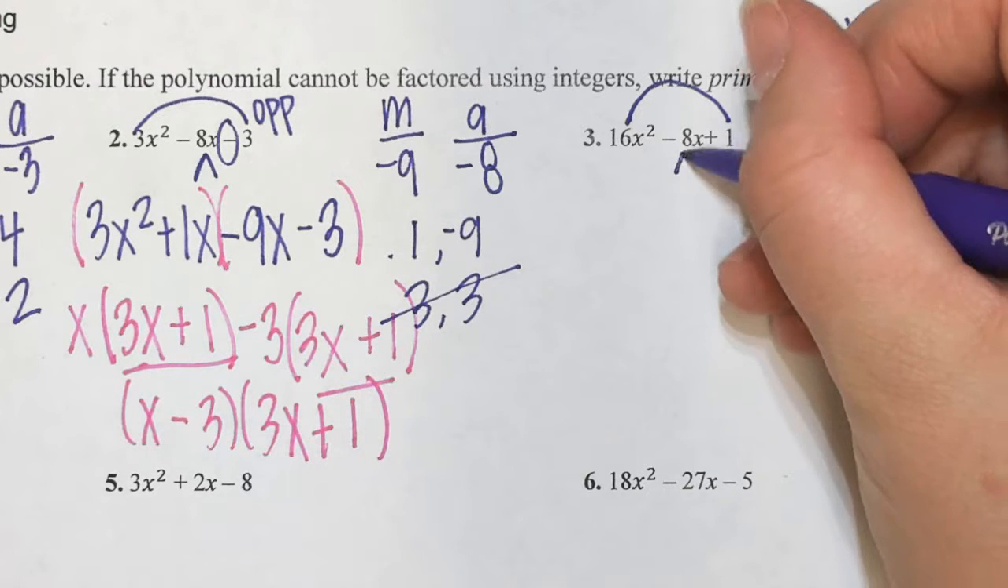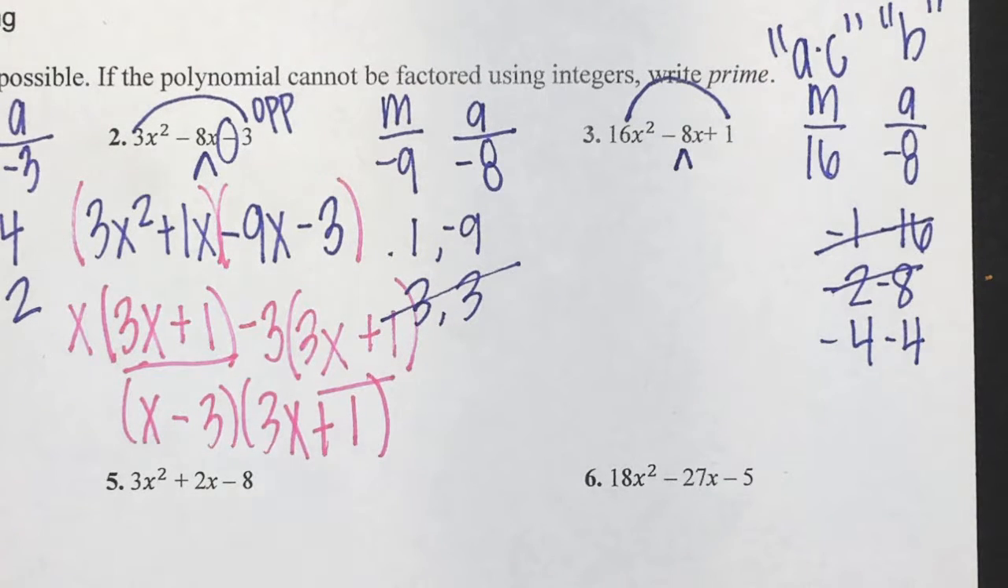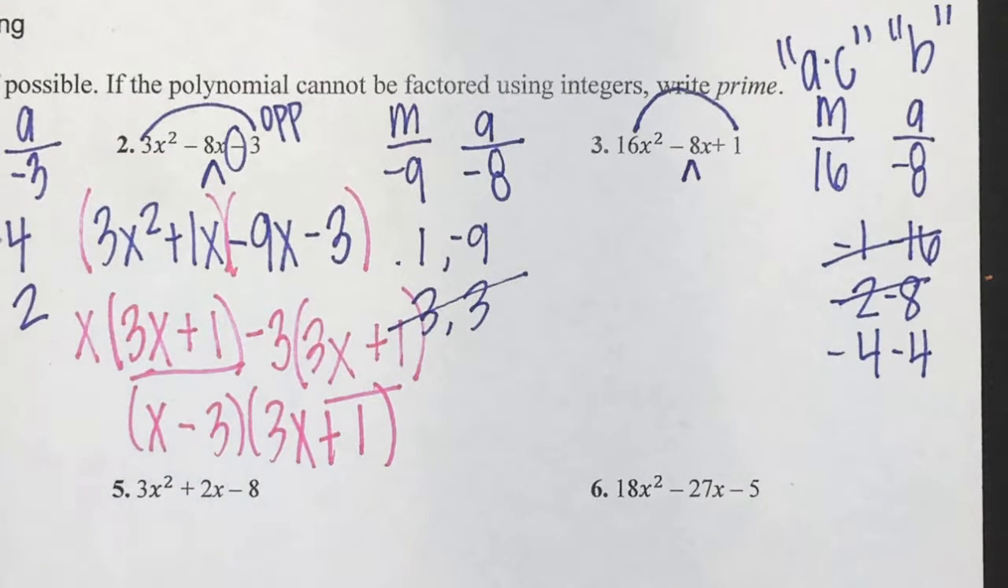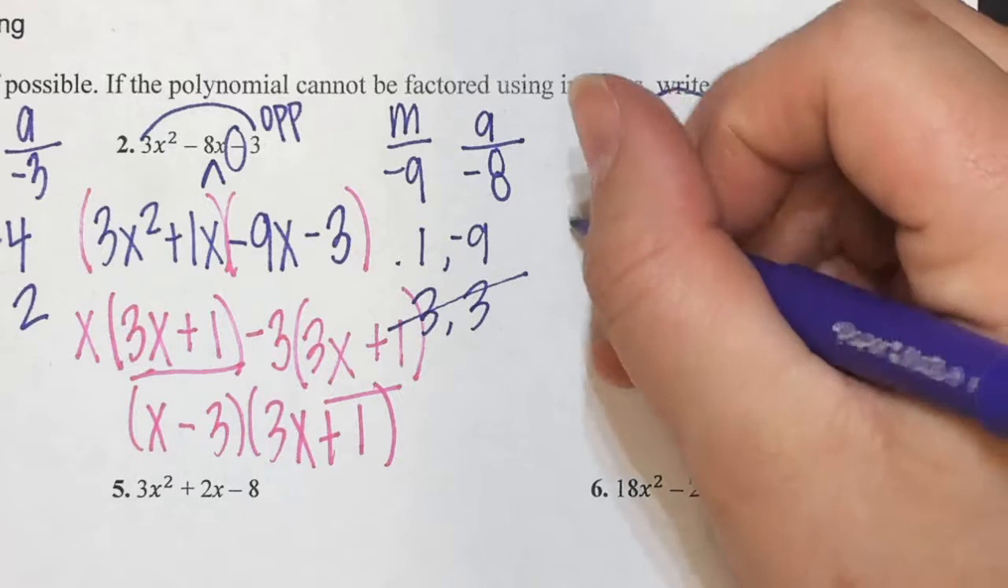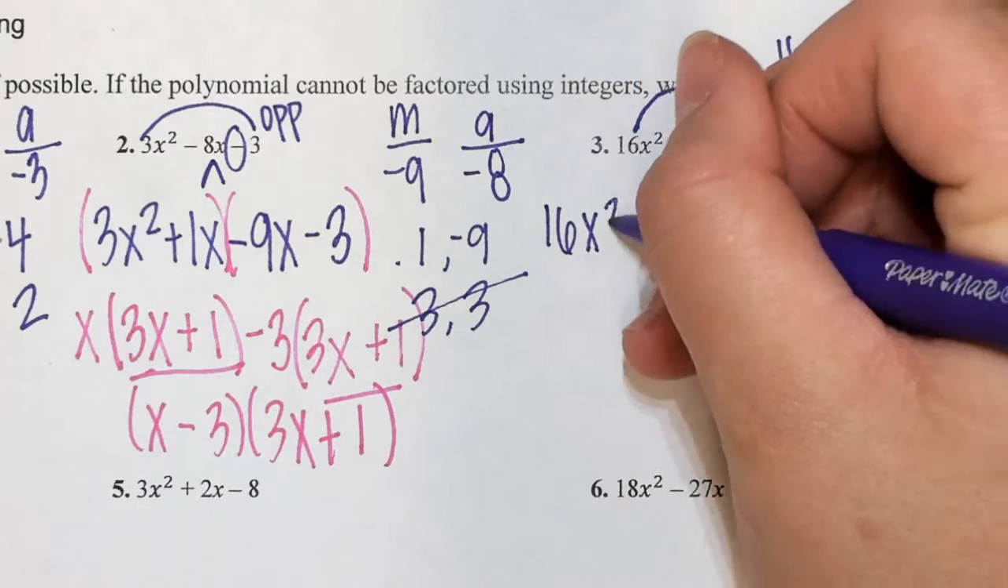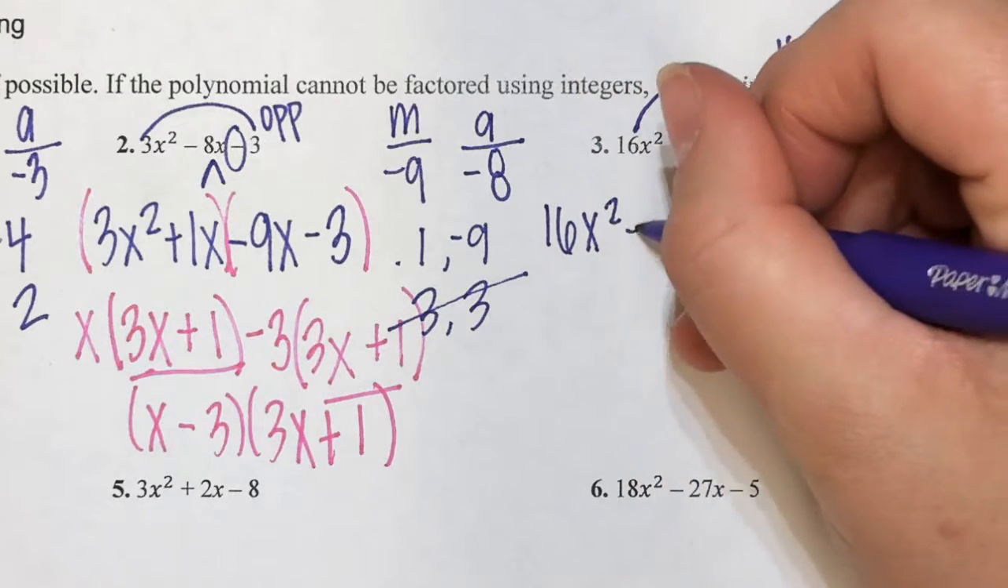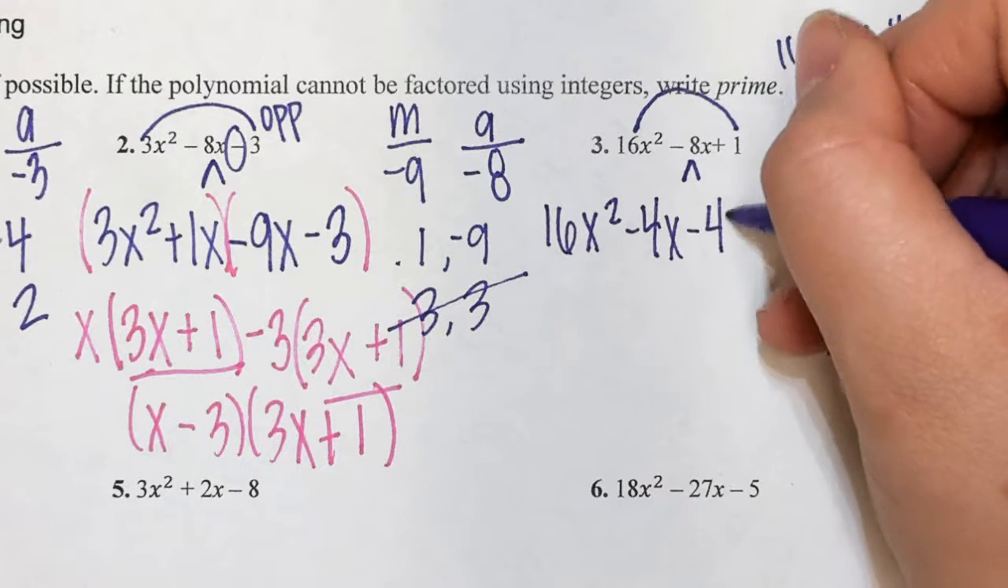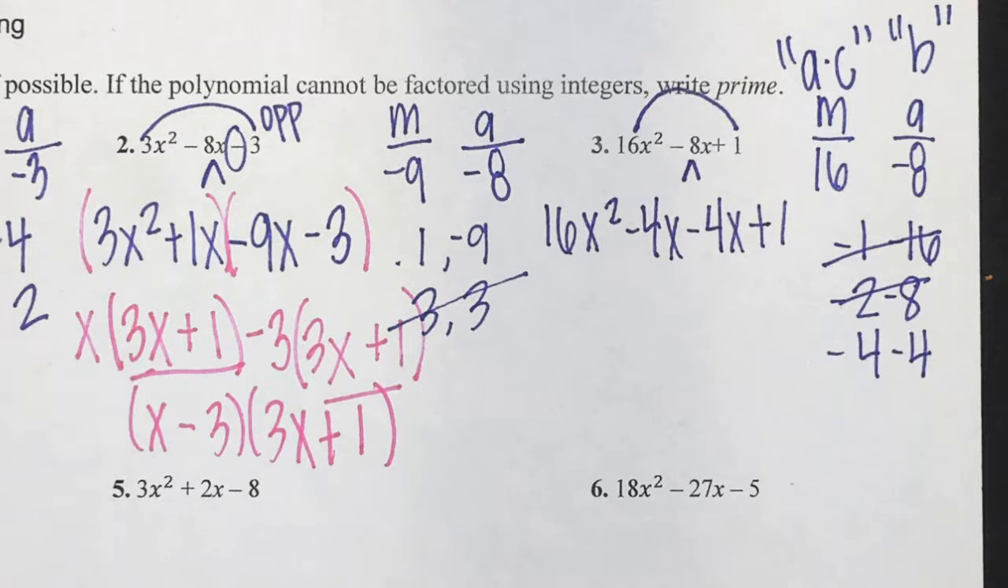Now we're busting up negative 8. So no longer are we going to write negative 8. Instead, we're going to write negative 4, negative 4. So 16x squared minus 4x minus 4x plus 1. You try to finish this by grouping. Focus. Grouping. Put your two parentheses.